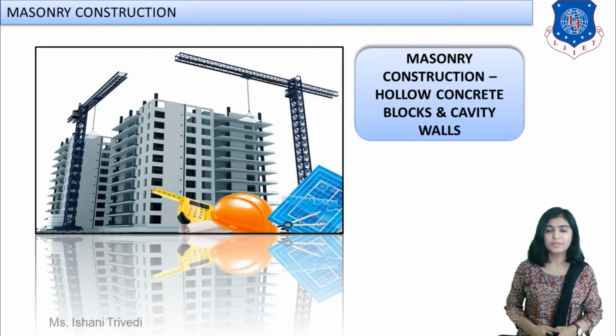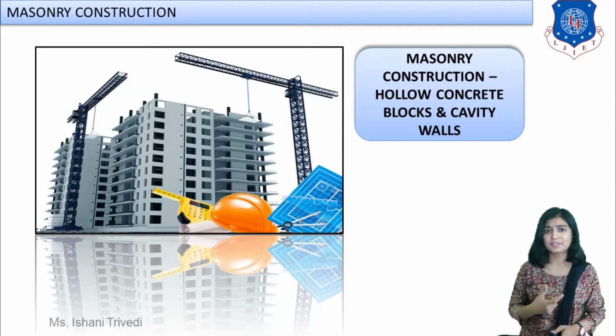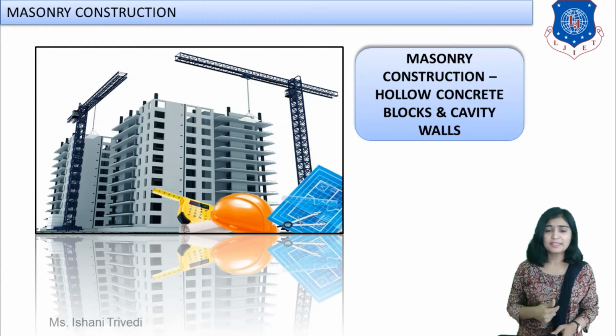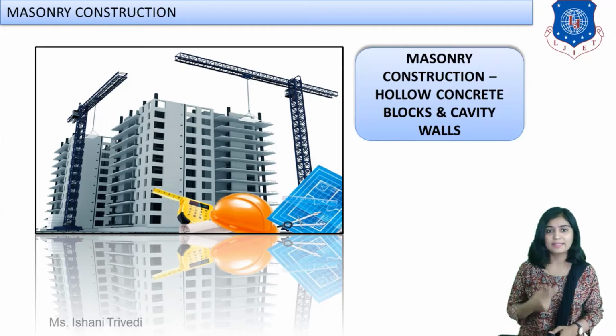So students, we have been discussing masonry construction. Till now I discussed what is masonry construction, what is brick masonry, what is stone masonry, and composite masonry as well. Okay, so today we are further discussing certain special types of masonry construction, which are related to two topics. First is hollow concrete blocks and second is cavity walls.